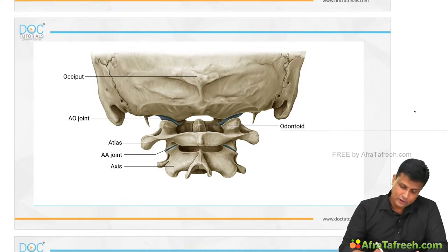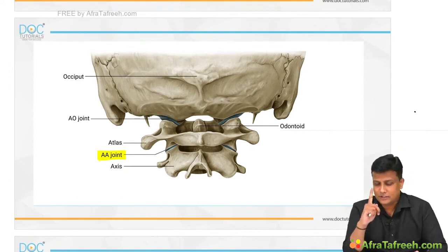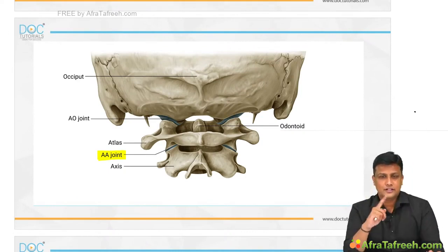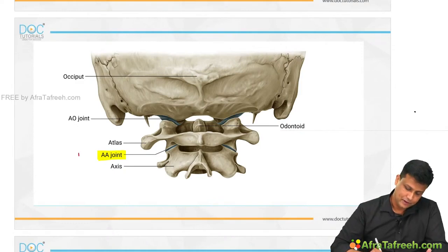Now, what is the joint between the atlas and axis here, guys? Atlas and axis, that is the first cervical vertebra and the second cervical vertebra, the atlantoaxial joint. That joint is the one where you have the odontoid process on which another bone is going to rotate. So that is an example of which type of joint? That is your pivot joint. The atlantoaxial joint is the pivot joint here.